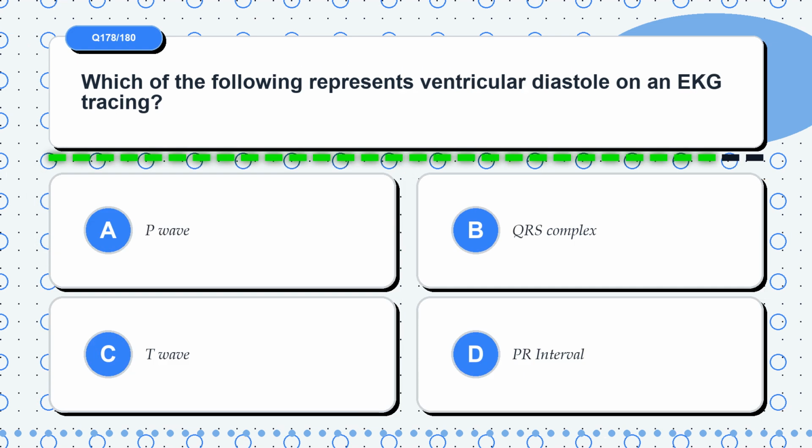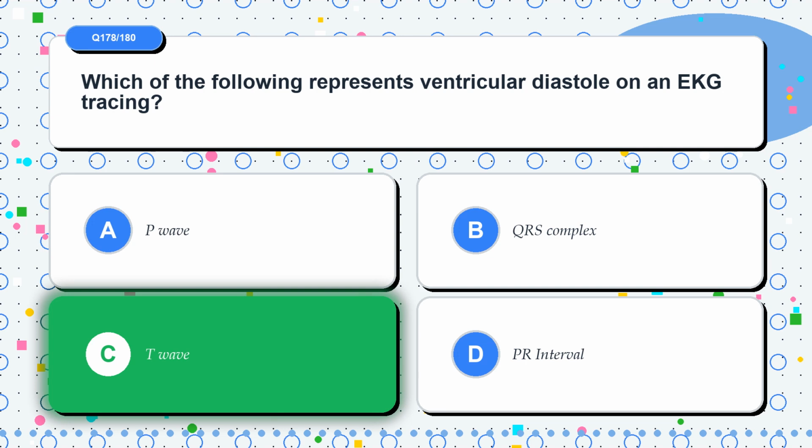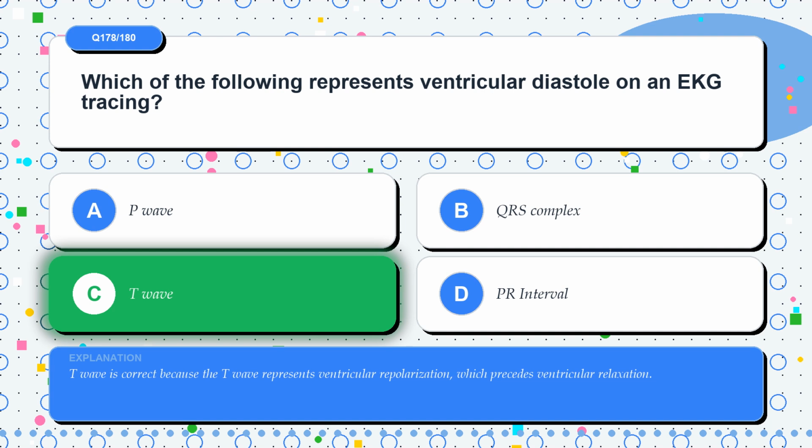Question 178. Which of the following represents ventricular diastole on an EKG tracing? Here are the options. Option A, P wave. Option B, QRS complex. Option C, T wave. Option D, PR interval. The correct answer is option C, T wave. T wave is correct because the T wave represents ventricular repolarization, which precedes ventricular relaxation.